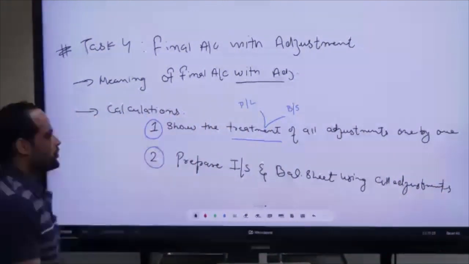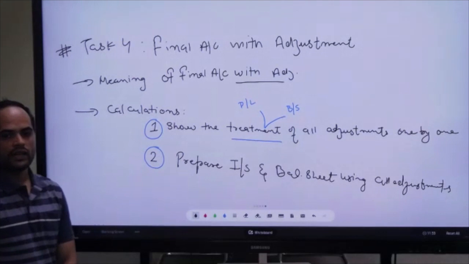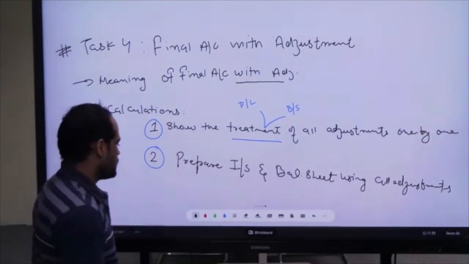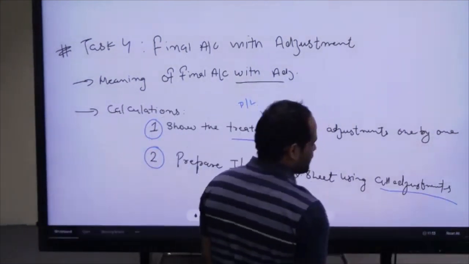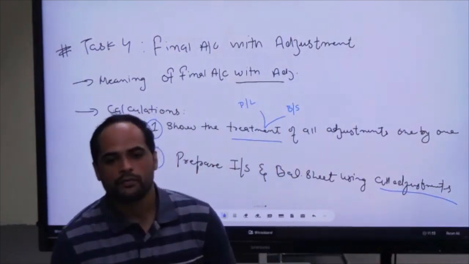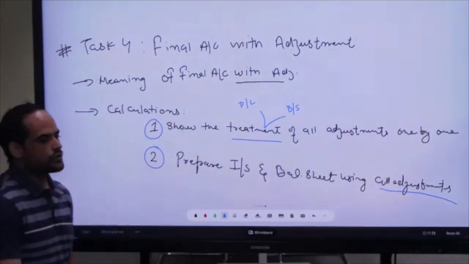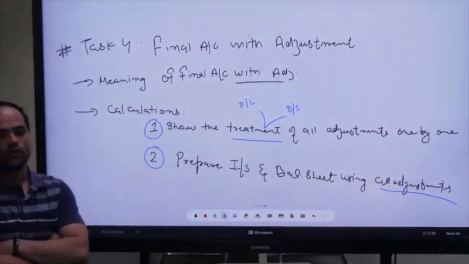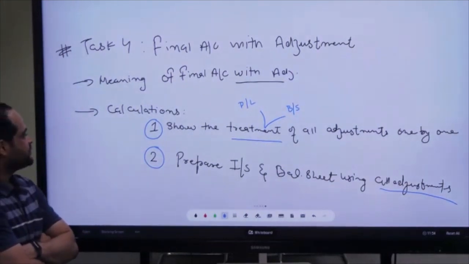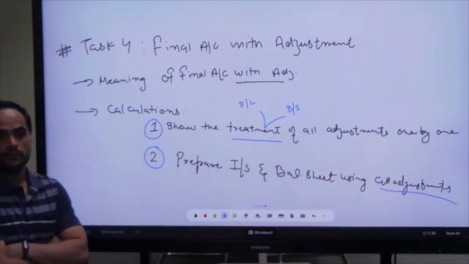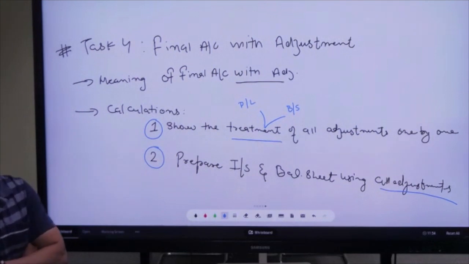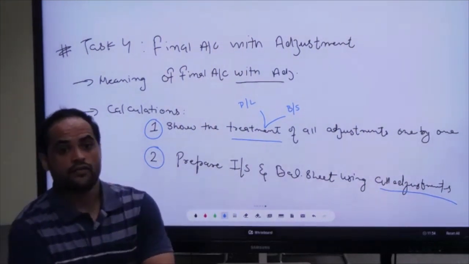Right? You need to prepare all the income statement and balance sheet using all adjustments. Don't forget your adjustment, of course, because without adjustments, your income statement and balance sheet cannot be equal. All right? So that's all for your calculations part. So that's all for your Task 4. Task 4 is finished.